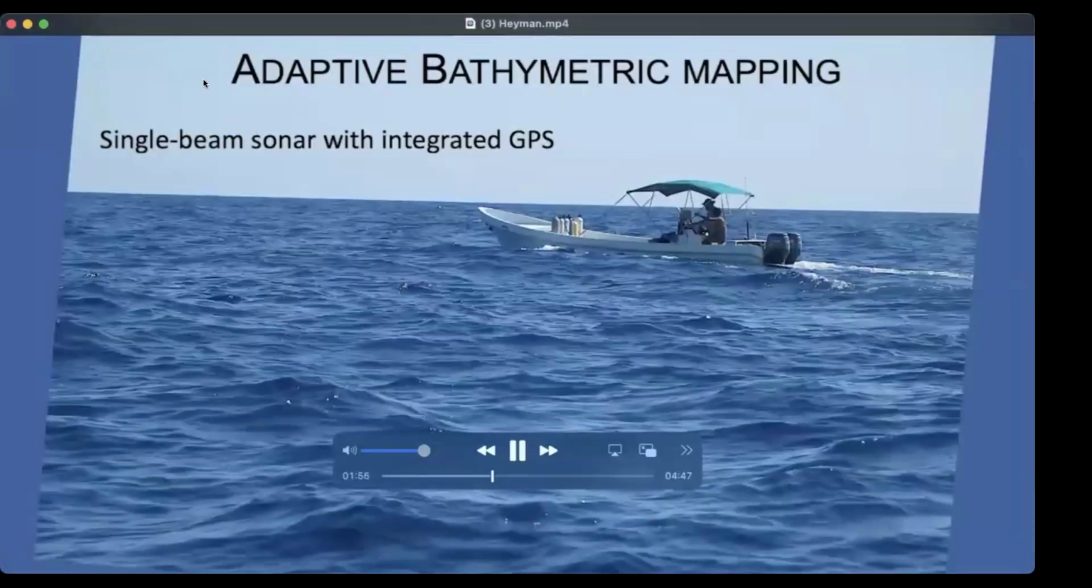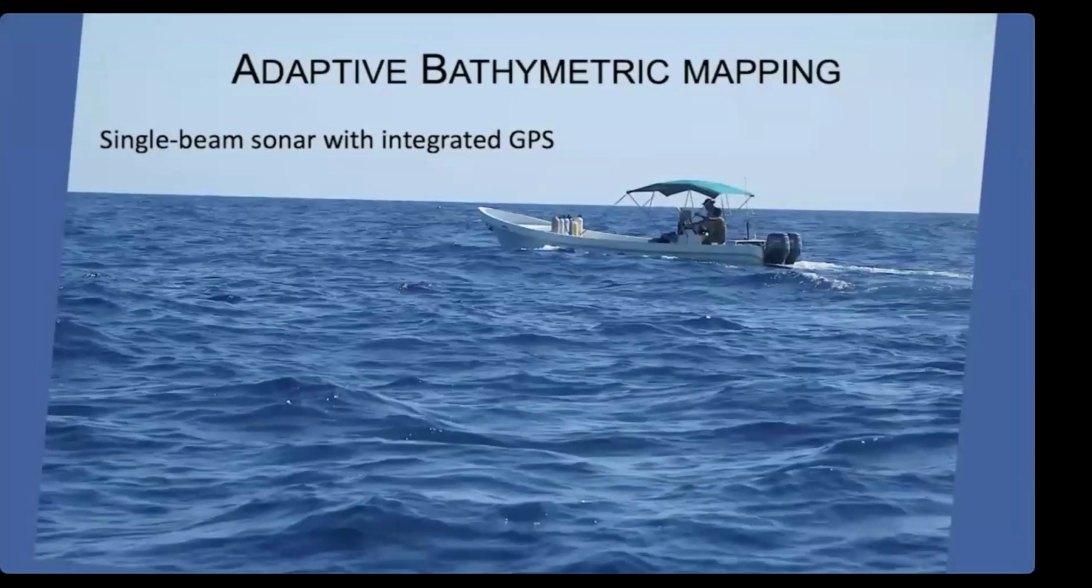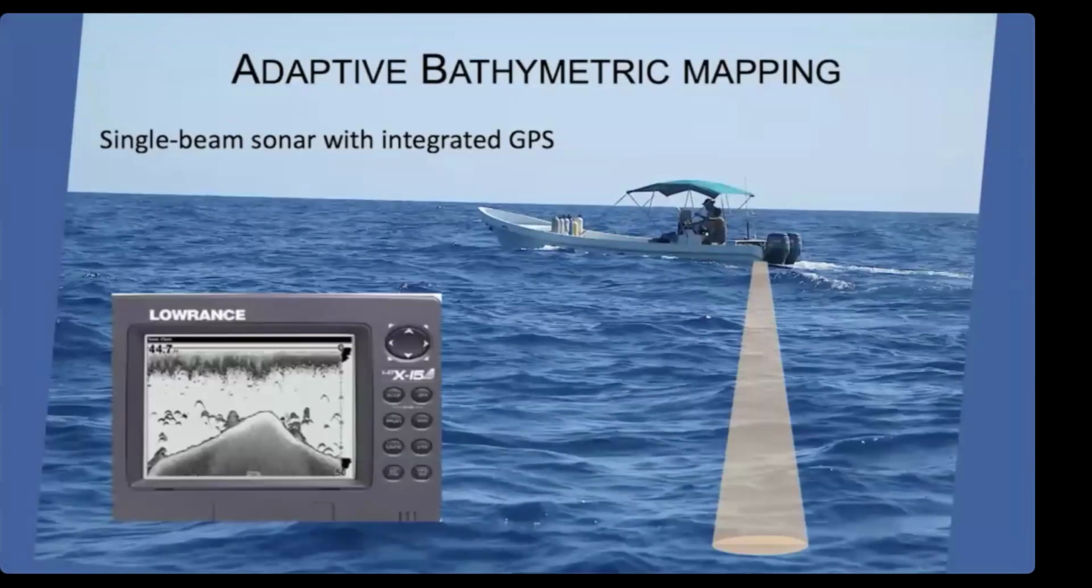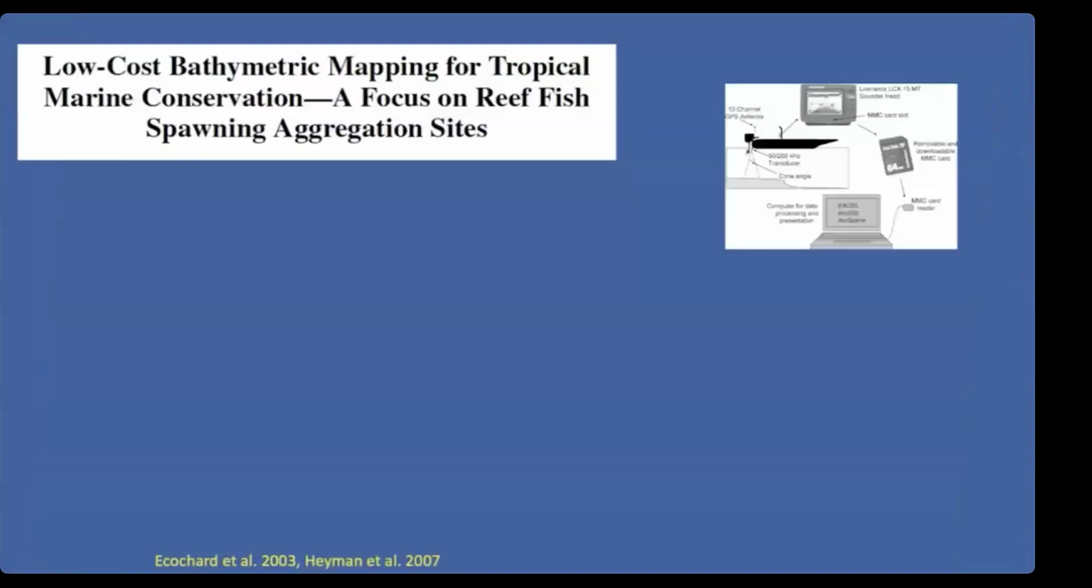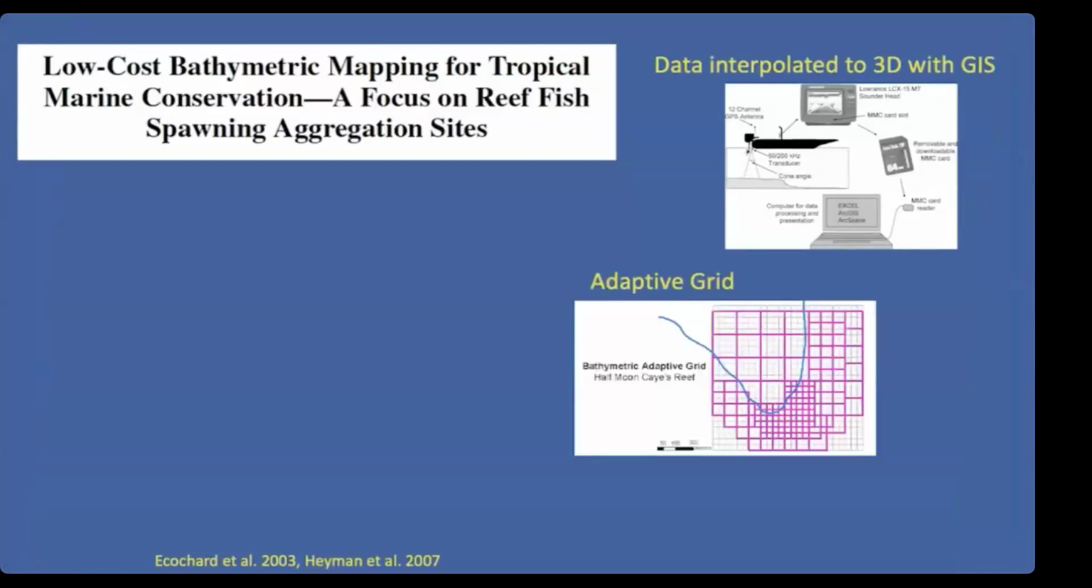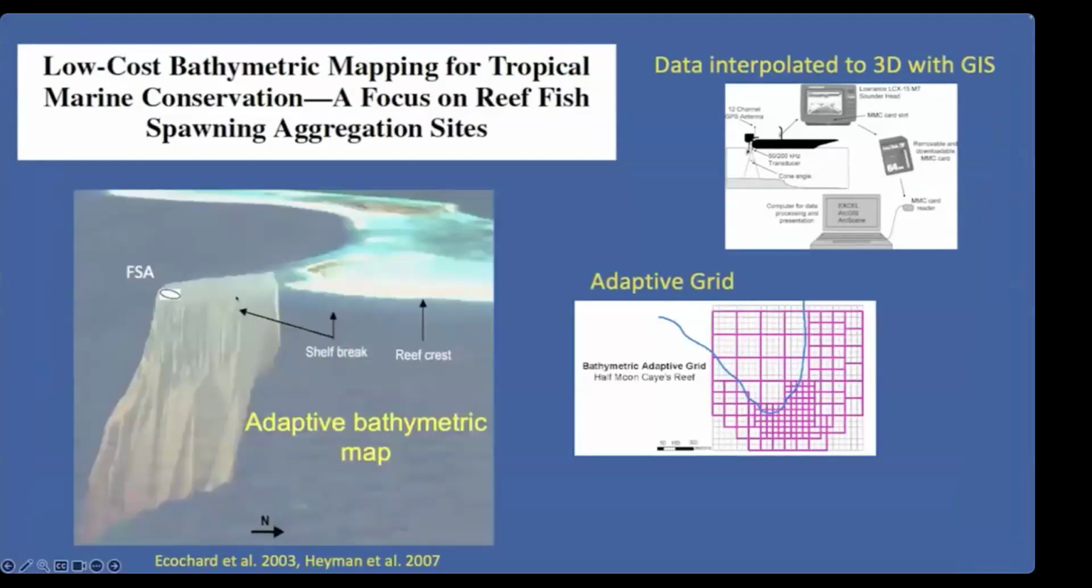This technique is called adaptive bathymetric mapping. It essentially uses a single beam sonar with an integrated GPS, otherwise known as a logging fish finder you can buy off the shelf. Data are collected in a series of transects, downloaded, cleaned, and interpolated using some kind of GIS system. Why do we call it adaptive? Because data collection concentrates on those places where it's most needed for efficiency.